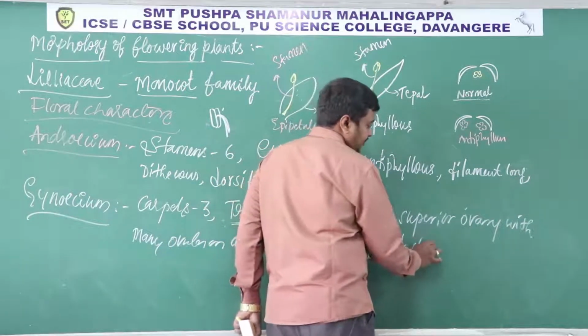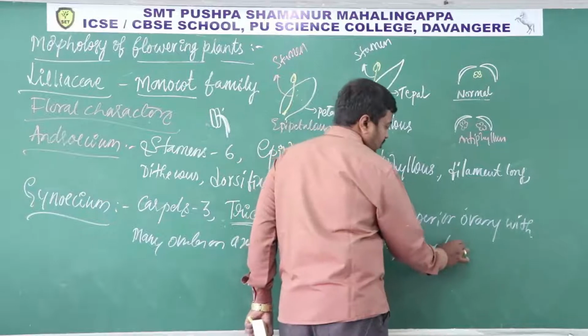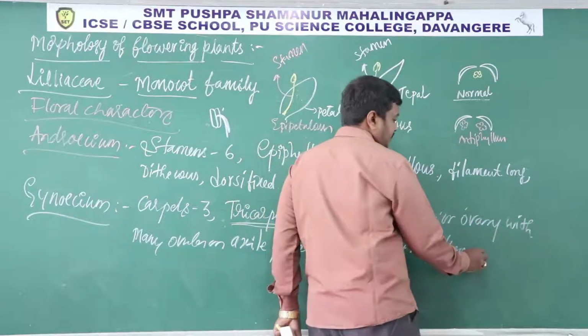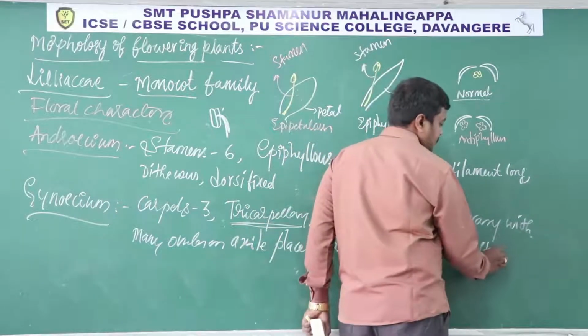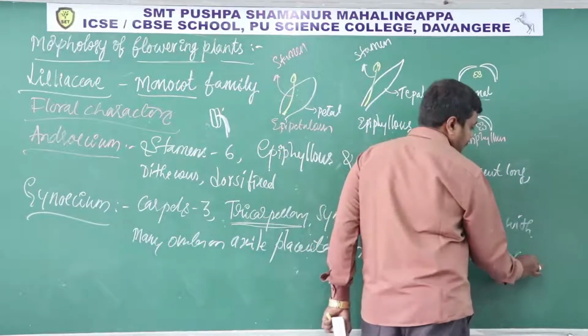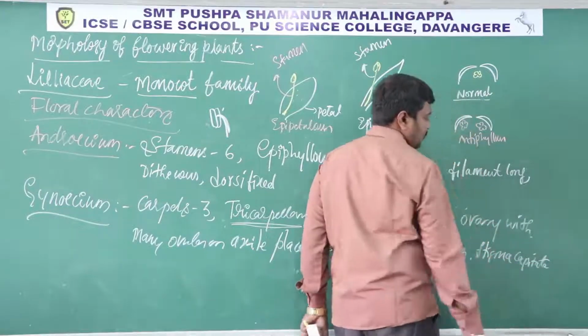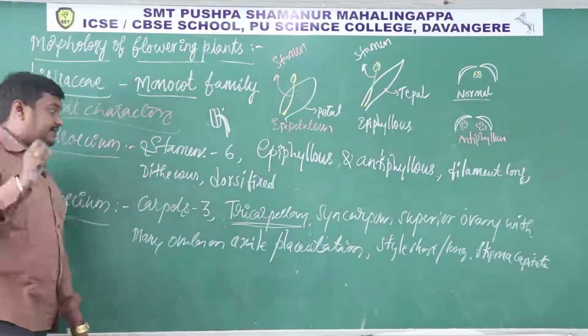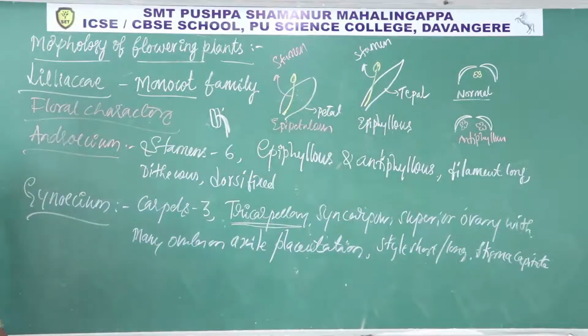Then style is short, short or long in some plants. And stigma is capitate. So the stigma tip is capitate. Okay. So this is about the gynoecium character.